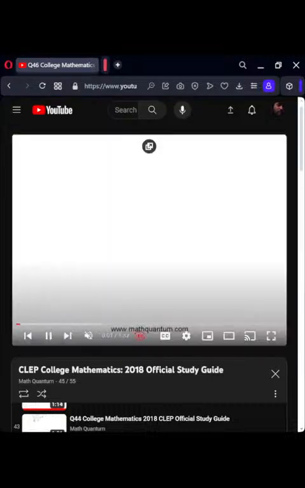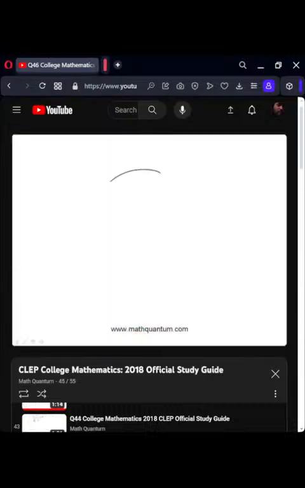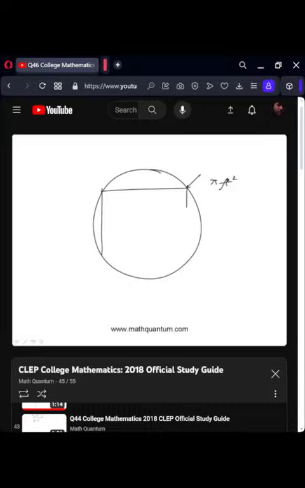So here we're told that we have a circular table that has an area of pi square feet, and a square tablecloth is on that table, so this may not look perfectly like a square, and it just touches the edge of the circular table. Question: what is the area of the tablecloth in square feet?